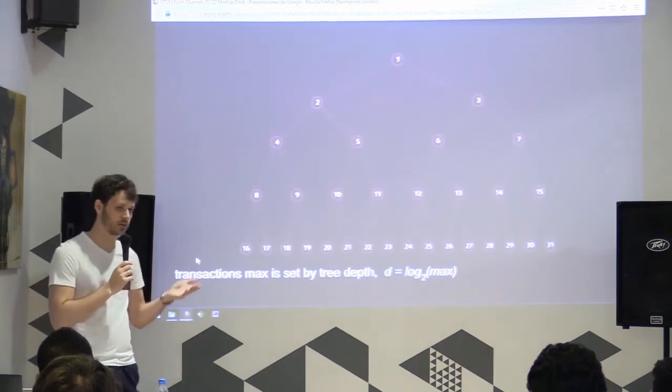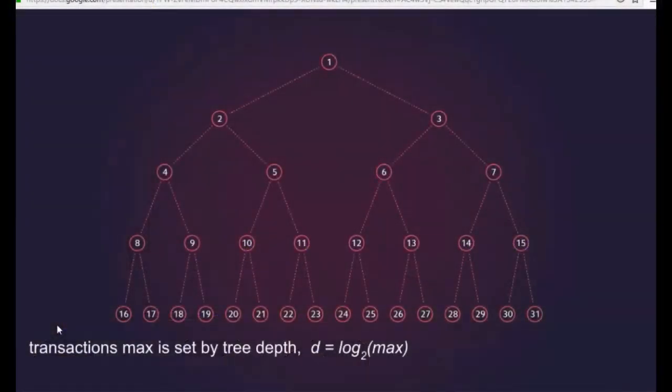A few more technical details that I know are useful for developers: the transaction maximum is set by the depth of the tree. In this case, you get 16 transactions, from 16 to 31. So the depth of the tree should be calculated backwards from the maximum amount of transactions you want. In this case, you take the base 2 logarithm of the maximum amount of transactions that you want.